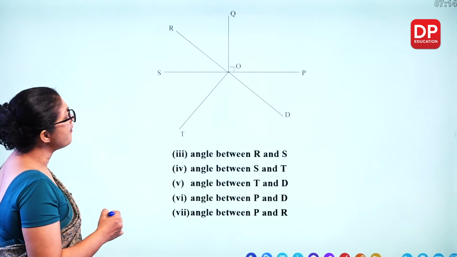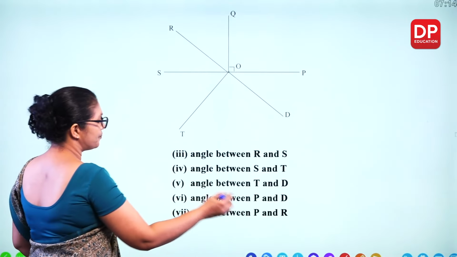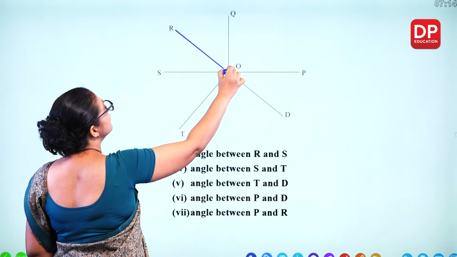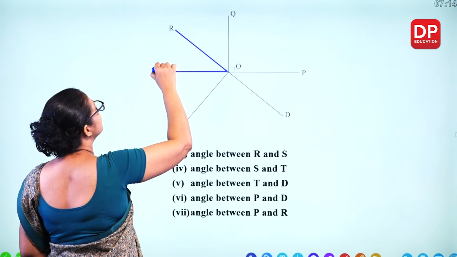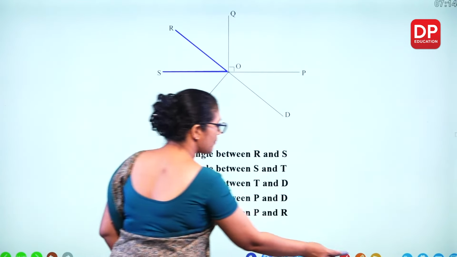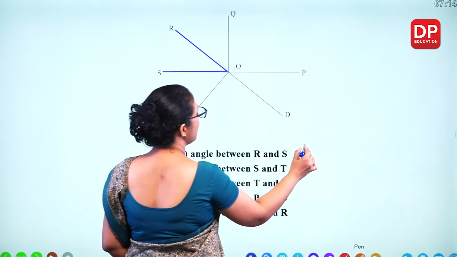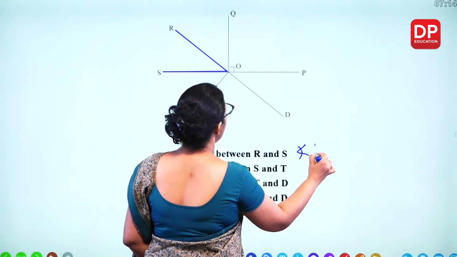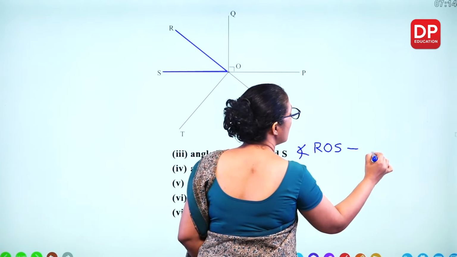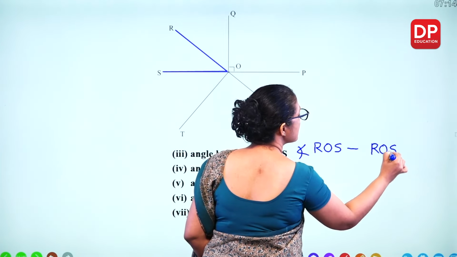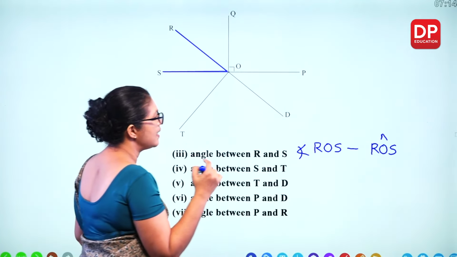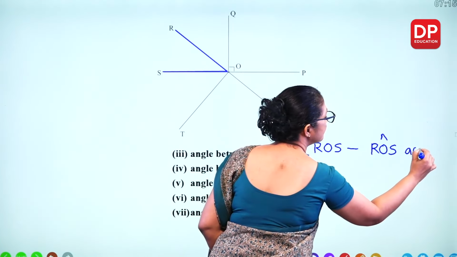Angle between R and S. R is here and S is here. So that's also an acute angle. So how can we write it down? We can write angle ROS or ROS hat. So that's an acute angle.